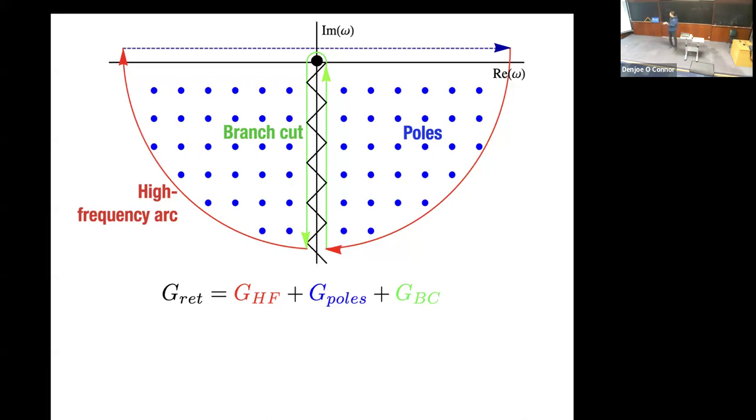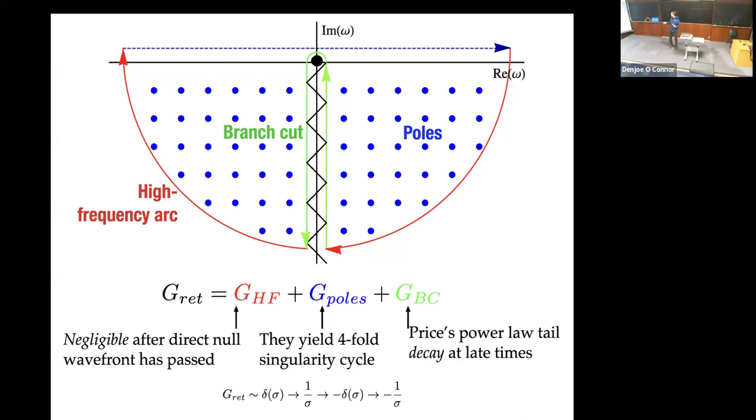Okay, so the way we're doing it, we've got three contributions, from the high frequency arc, from the poles, and from the branch cut. Now, we're only going to care about the middle one. You can prove that the high frequency arc basically gives a direct null wavefront. It's negligible after the direct null wavefront has gone through. The branch cut has contributions at many different times, but the main contribution dominates at very late times. As t goes to infinity, the field decays as a power law tail, which was proven by Richard Price in the 70s. It contributes before as well, but that's the main contribution.